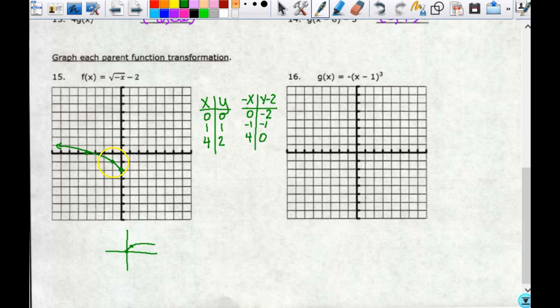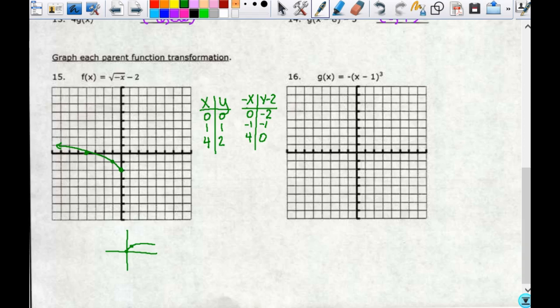You can see those are the points that we have here: 0, negative 2, negative 1, negative 1, and negative 4, 0. So however you come up with them, just make sure that whether you do the table first and then the graph, or the graph then the table, you are able to get to it in some form or fashion and answer both.